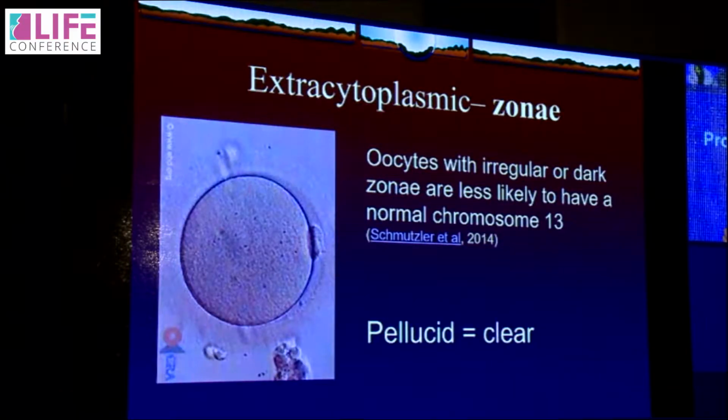Zonas, we need to consider these. If they are irregular or dark, again, it's indicative of a poor egg, and that's going to lead to ART failure. And this was an interesting study I came across from Schmutzer in 2014. He looked at the chromosome content of oocytes and related it to various dysmorphisms, and he reckoned that if you got irregular dark zonas, that was actually related to a chromosome problem of chromosome 13. And we know that zona pellucida, the word pellucid, comes from the word clear, so we should always have a clear zona.